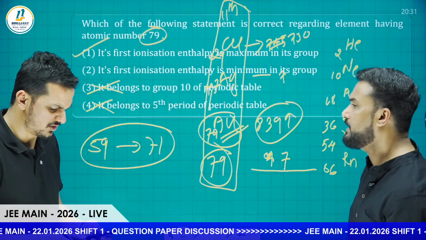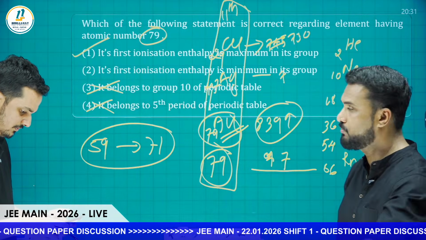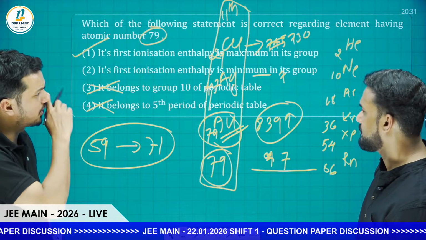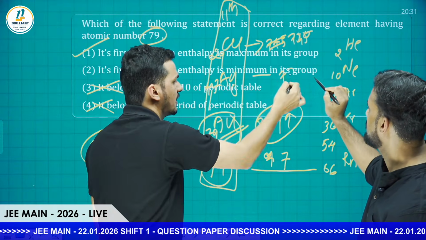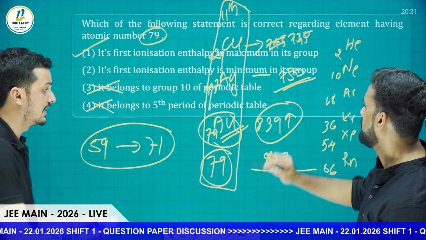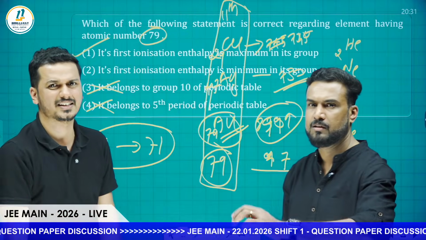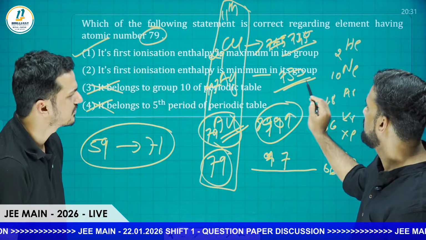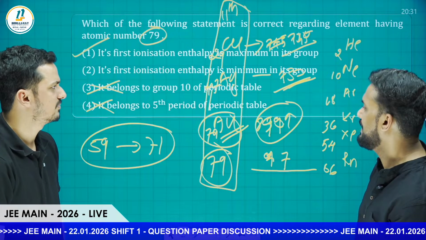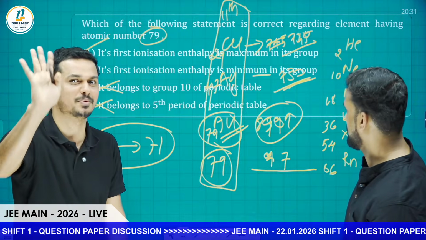Anyway, gold is no problem. Keep in mind around 839, it's coming. If you want to remember the values: 745 will come, 730 will come, and this one is 890, a bigger value. No need to remember the values, you only have to remember the idea. Anyway, gold is the highest because of lanthanoid contraction. Keep that concept in mind.